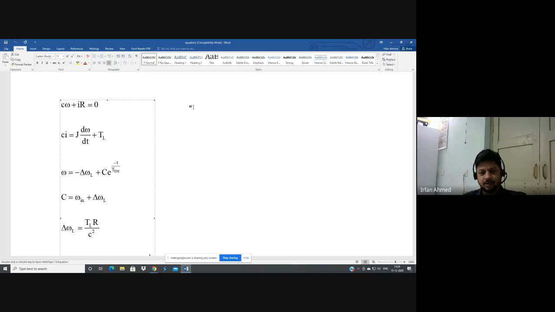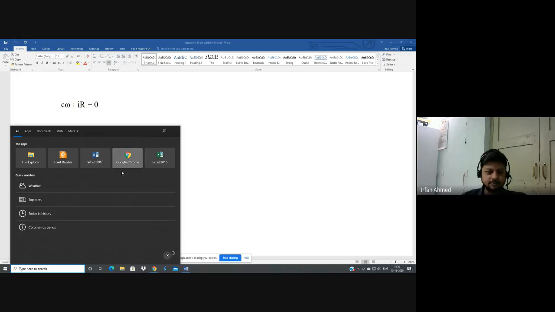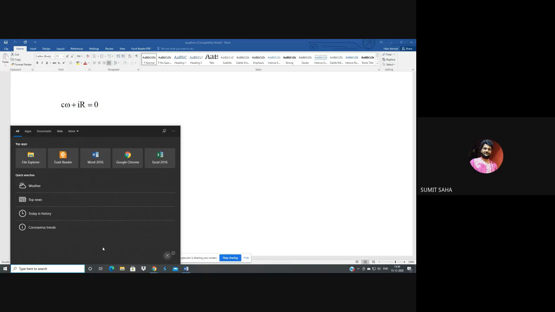Correct? So I'm not drawing the circuit here. Do I need to draw the circuit? Circuit diagram, do I need to draw? Yes or no? No, sir.